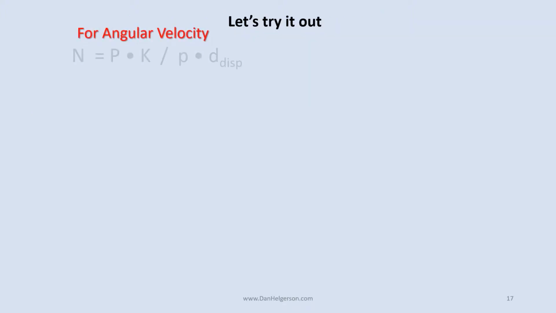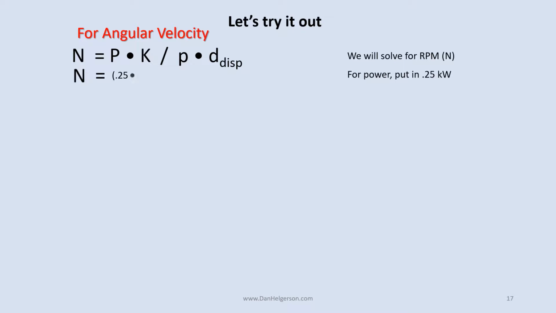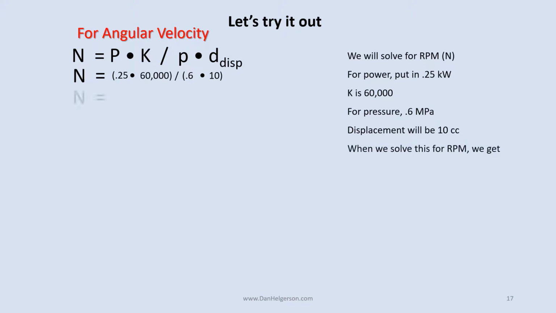Let's try it out for angular velocity. We will solve for RPM. For power, put in 0.25 kilowatts. K is 60,000 from the earlier formula. For pressure, put in 0.6 megapascals, and the displacement will be 10 cc's. When we solve this for RPM, we get 2,500 RPM.